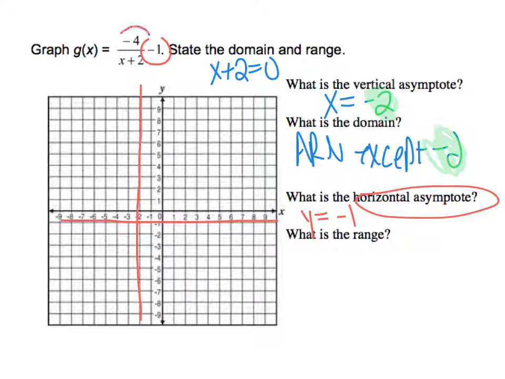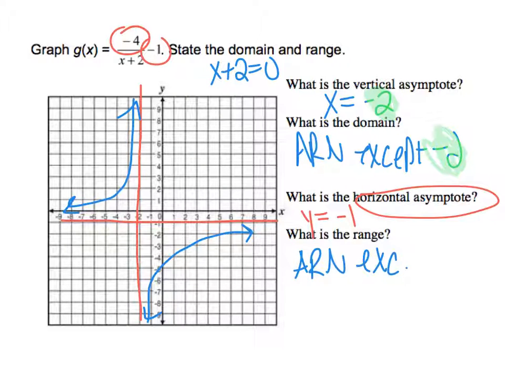And since the value in our numerator is negative, that means that the branches of our hyperbola are going to be in quadrants 2 and 4. And over here, we forgot to write down our range is all real numbers except -1. Again, these values here, my horizontal asymptote and my range match up.